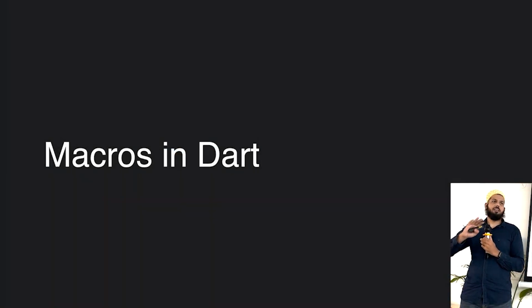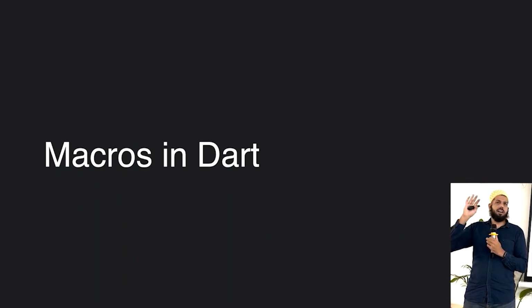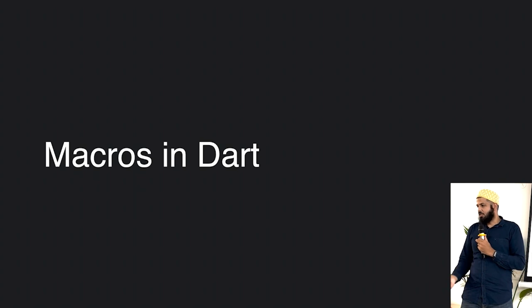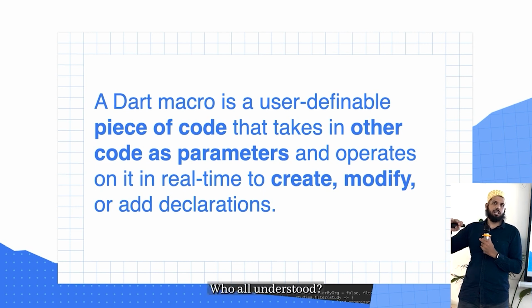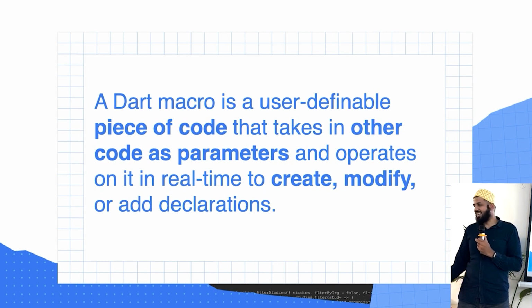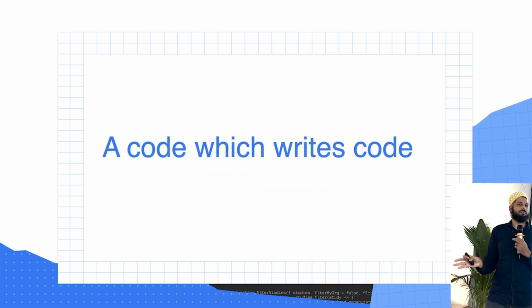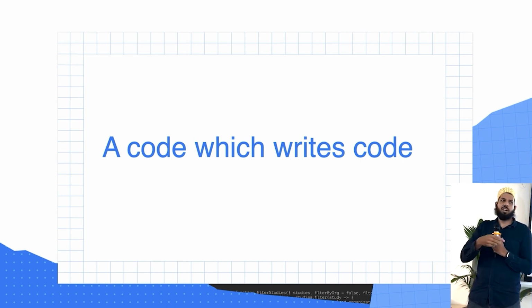So macros in Dart. Those who are developing Flutter and know Dart, have you heard about macros? If anyone has, raise your hand. No? Nobody? Okay. So a macro is a user-defined piece of code that takes in code as a parameter and operates on it at compile time to create, modify and add declarations. Who understood that? Anybody? Okay. So basically this means it is code which writes code. You write one piece of code that can write different code, right? So this is what macros do.